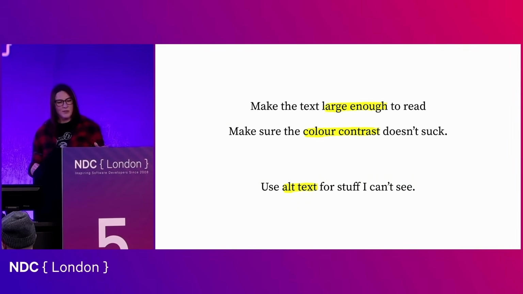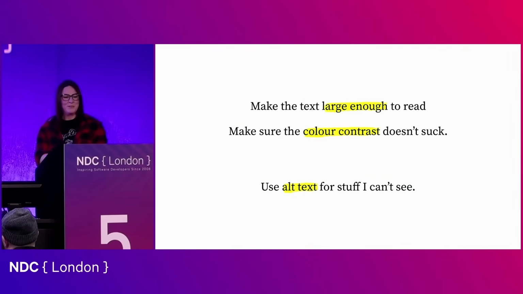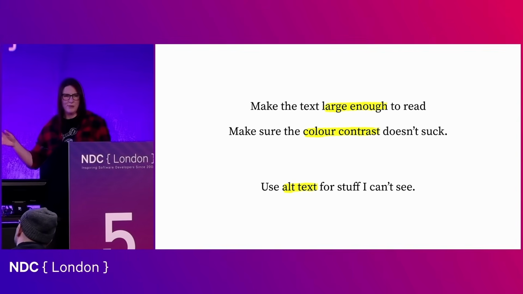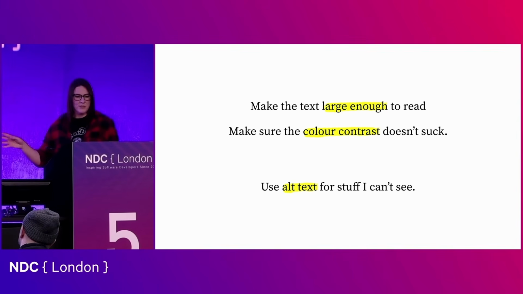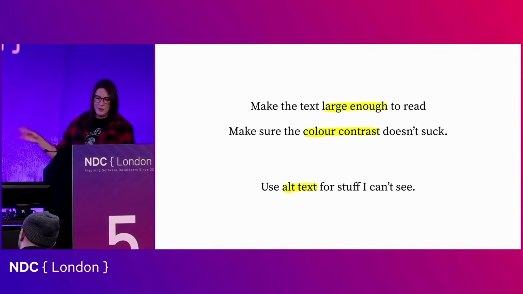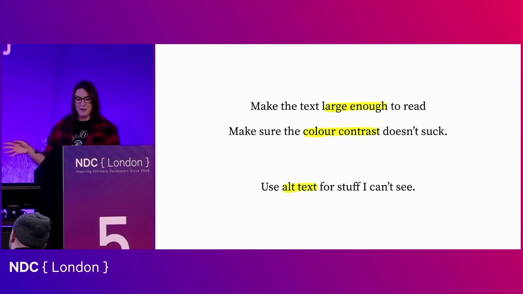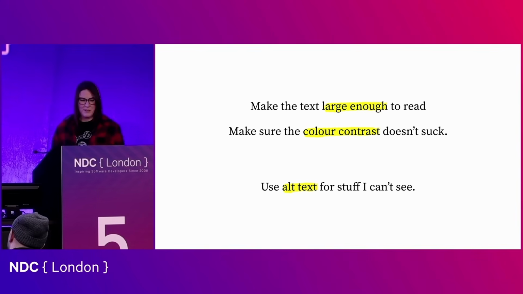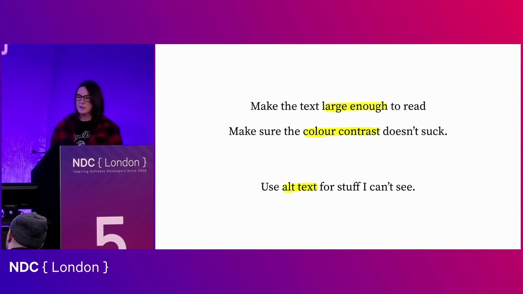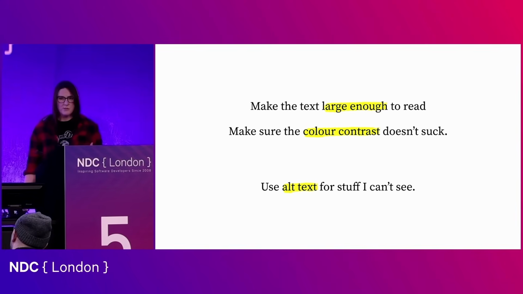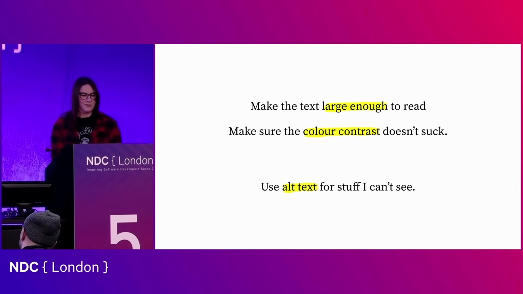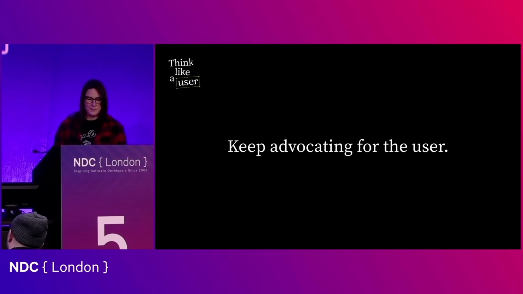But like I said, this is not an accessibility class. I just want to bring up accessibility in the context of UX before I wrap up. 3 general rules I have, though. If you are blessed with vision, make text large enough to read, make sure the color contrast doesn't suck, and if you're not, use alt text for stuff that people can't see. 3 very simple things. But for a better look on how to do accessibility right, Amy's speaking tomorrow on that subject, so do go and check out her talk on that.